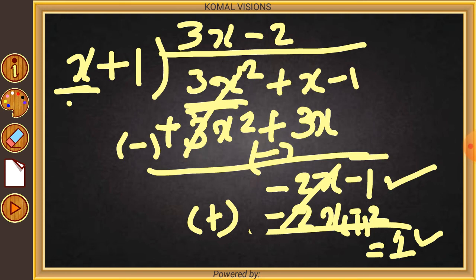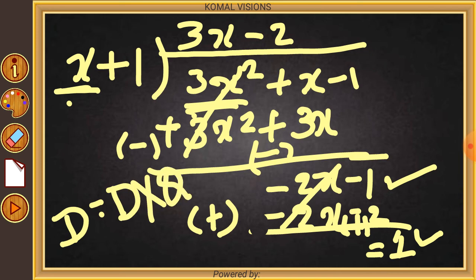Okay, you can do verification as well. As I have told you, dividend is equal to divisor into quotient plus remainder. This is applicable here as well. You can just check it out. You will definitely get this expression.